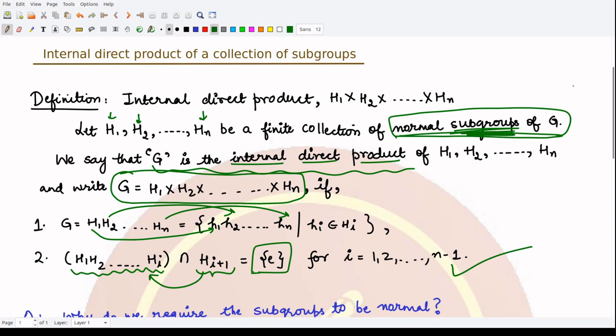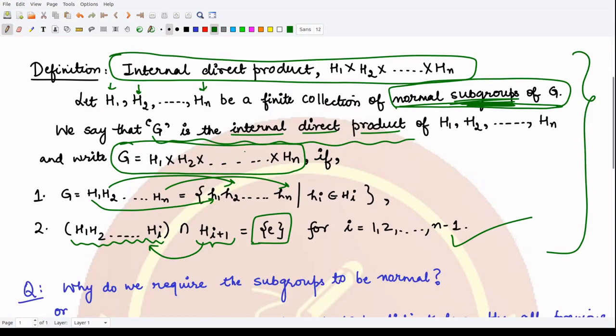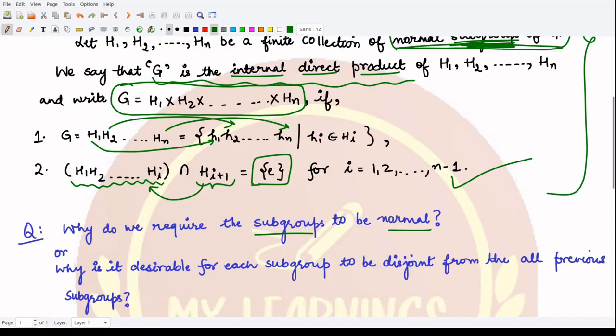This is the definition of how you can write and perform the internal direct product of n normal subgroups of the group G. So the question here is, why do we require the subgroups to be normal? This is the first question. And the second question, why do we want each subgroup to be disjoint from all the previous subgroups?